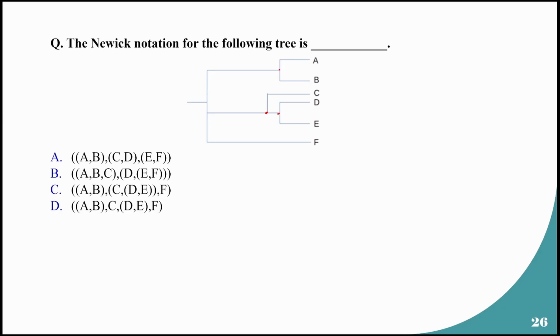So just think of it in this way: whenever different sequences are connected, or whenever there is a common point between two sequences, you put those into a parenthesis or a bracket. Okay, so that will give you basically the Newick notation. Which one would be this one? Let's try to answer. We'll see.